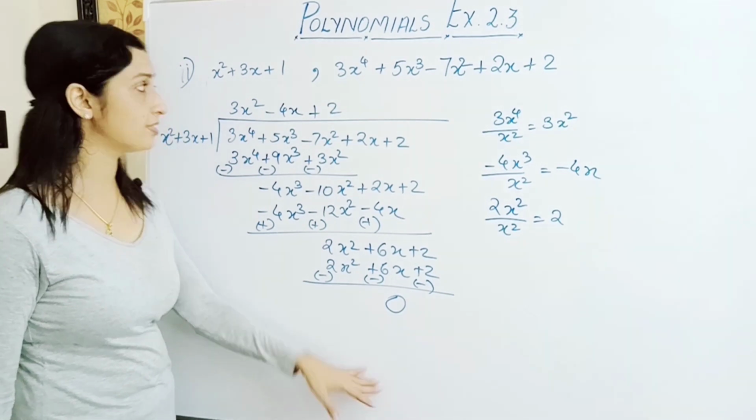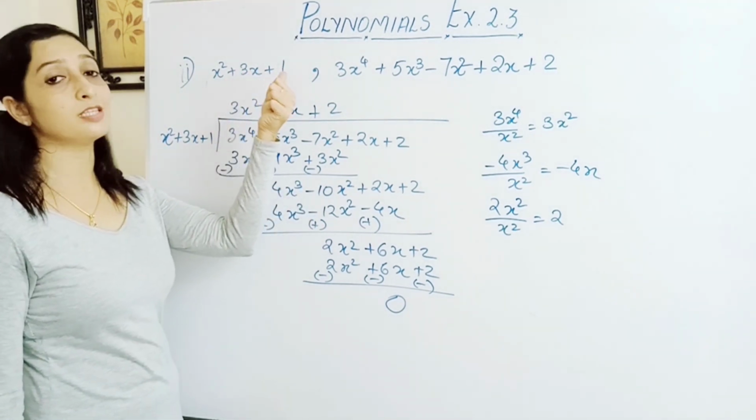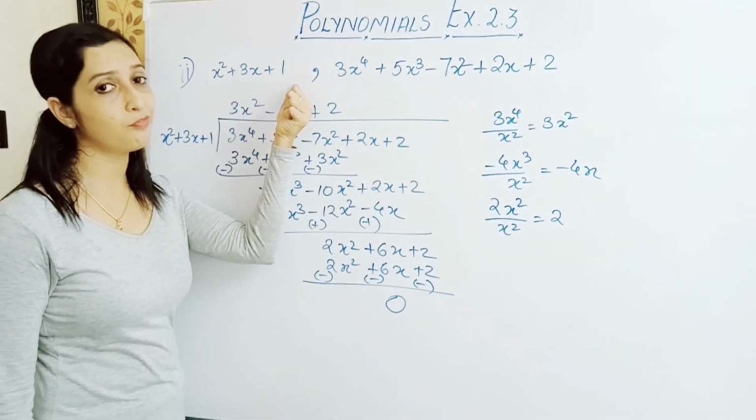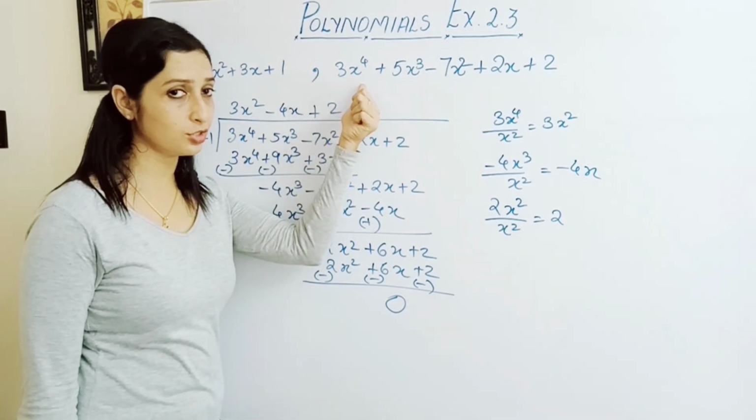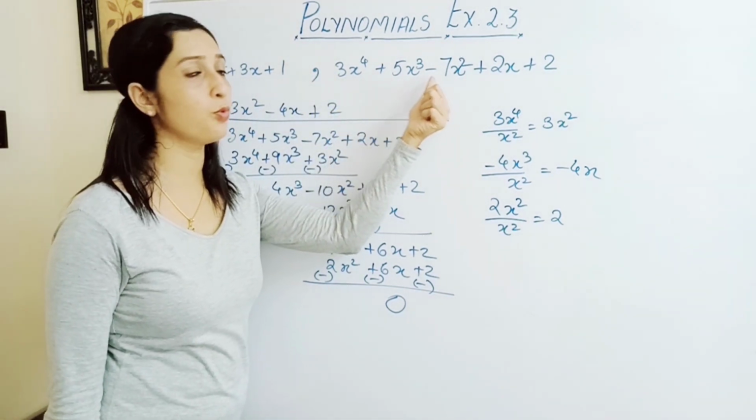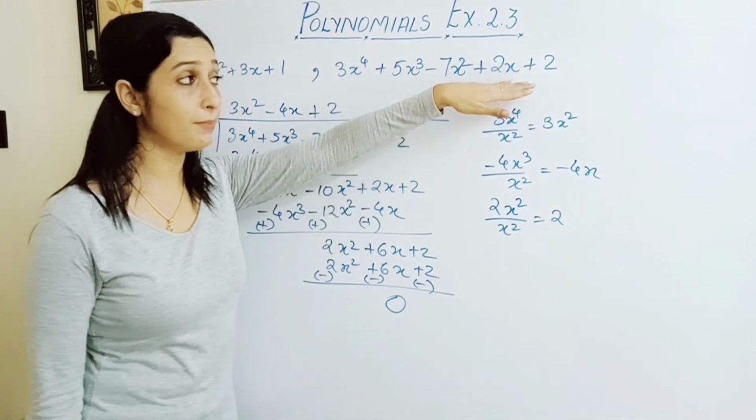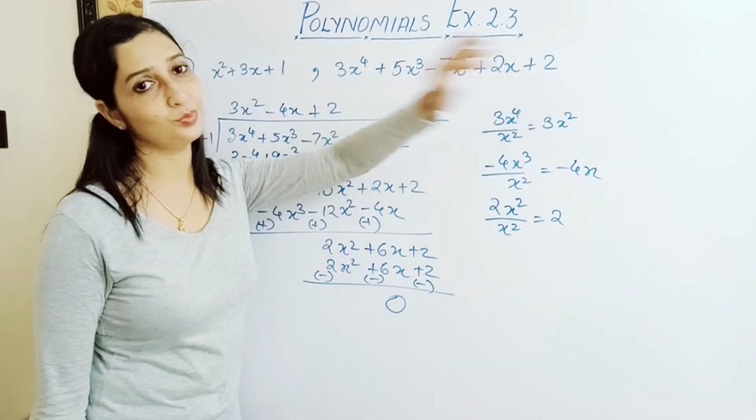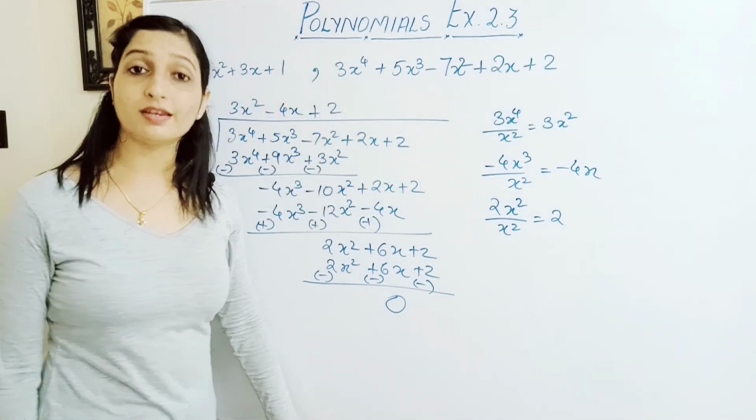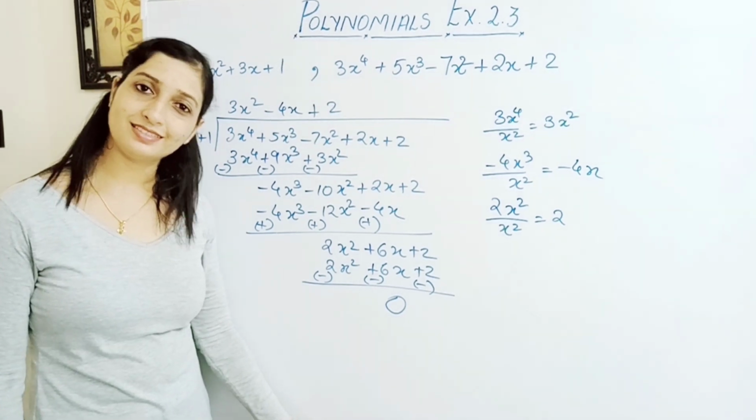So this shows that x square plus 3x plus 1 is a factor of 3x raised to 4 plus 5x cube minus 7x square plus 2x plus 2. So now let's move on to our next question, which is part 3.